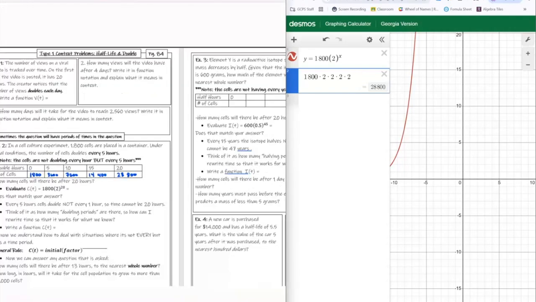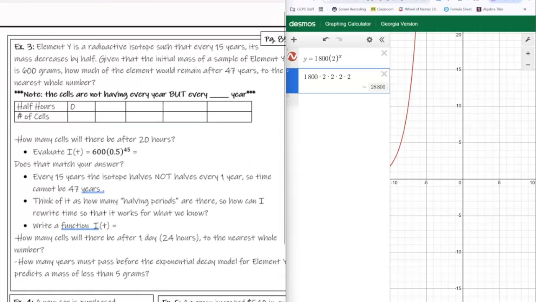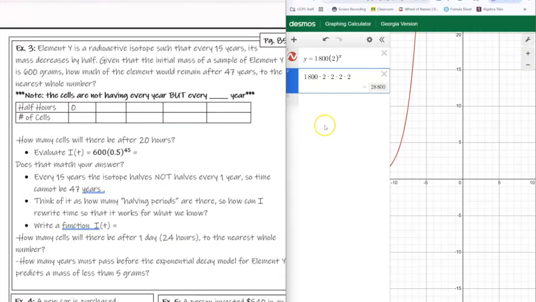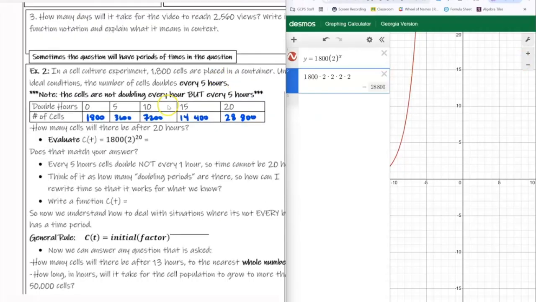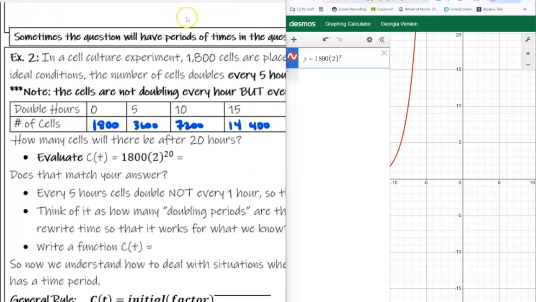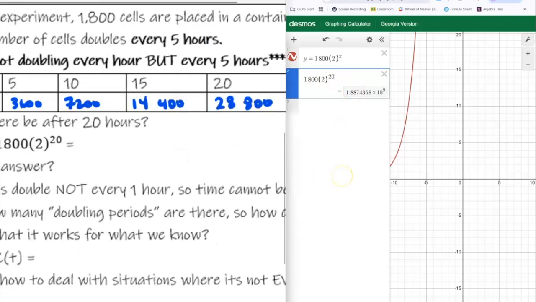So at this point, you're going to pause the video and you're going to do it for your question. So read your question and fill out the table. Then unpause the video and we can continue. Right. How many cells will there be after 20 hours? Evaluate the function for when time is 20. So let's go ahead and do that. So 1,800 times 2 to the 20 is that answer there. So let's go ahead and write that down.